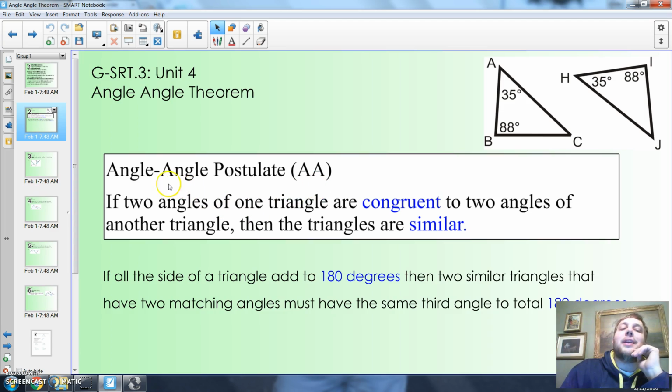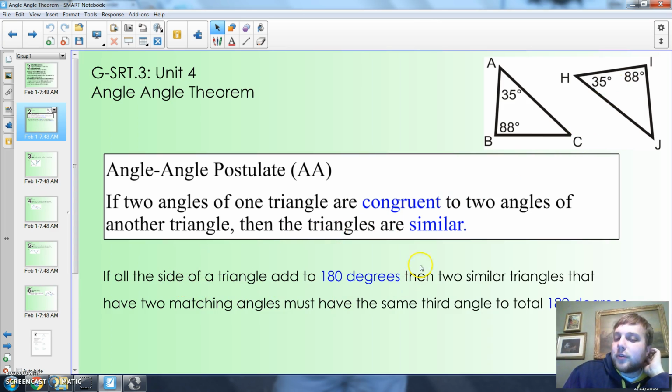So now angle postulate says if 2 angles of one triangle are congruent, so if 2 are the same, so this is 35 and that's 35 and that's 88 and that's 88. If they're the same angles, then the triangles are similar. And you say, wow, only 2. I don't even need to check the third one. Well, guys, think about it.